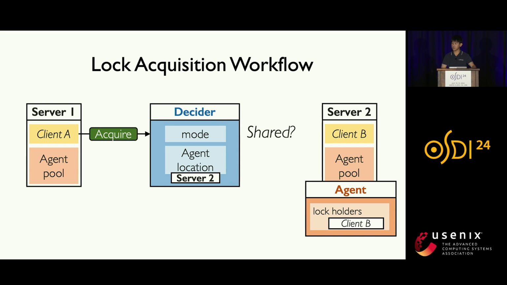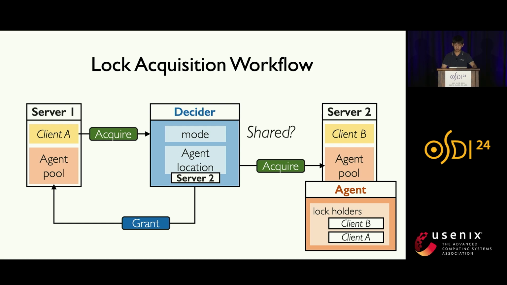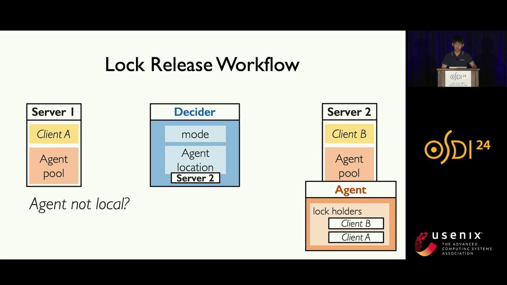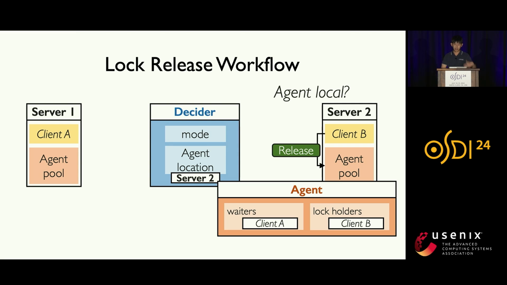And if the log can be shared by client A and client B, the decider will forward the request and grant the log simultaneously for fast path granting. So in this case, the maintenance of the metadata is done asynchronously on server 2. When releasing the log, if the agent does not exist locally, the client must send a release packet to the decider, which forwards the packet to the correct position of the agent, which is server 2. And then server 2 would remove client A from the holders.